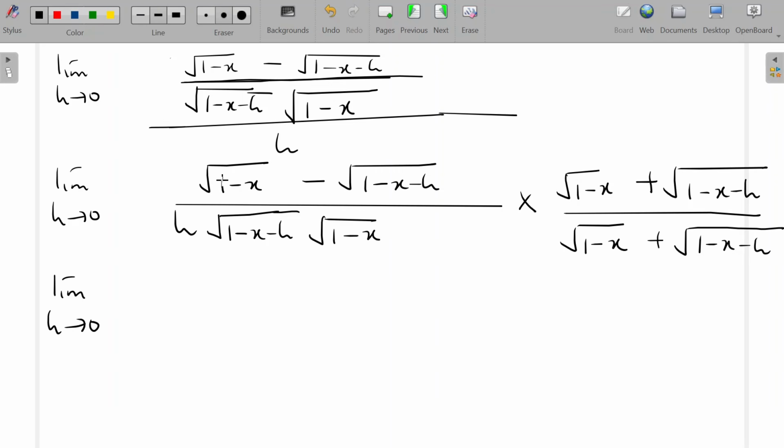Here, this is a difference of two squares. So on top you have this one multiplying with this. It's going to give you 1 minus x. Then you're going to say minus. Then when this multiplies with this, it is going to give you 1 minus x minus h. I've added brackets because of this negative sign, which has to multiply with everything that comes out there.